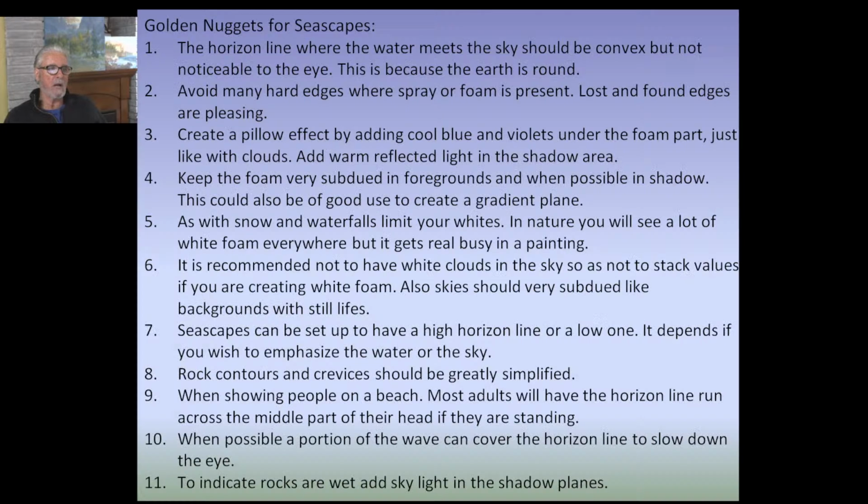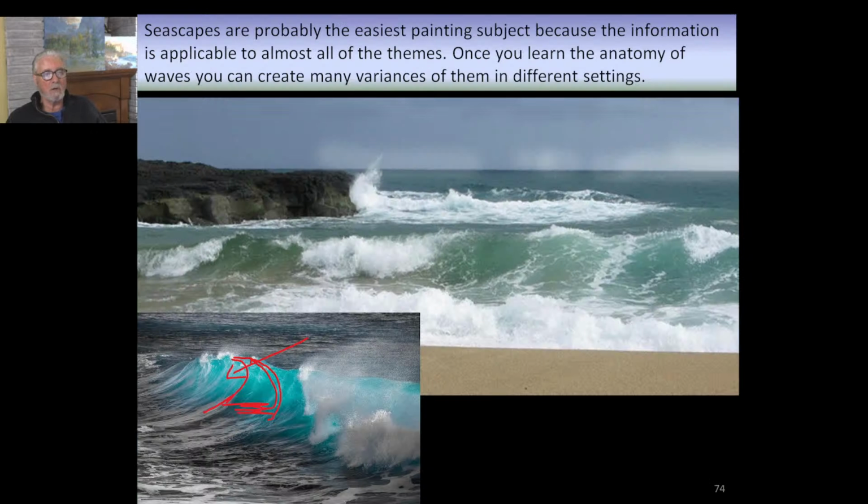So here's a list of recommendations, golden nuggets I call them, for seascapes. That answers your question perfectly well. I can't go into all the details with it, but let's see what you can extract from here. The horizon line where the water meets the sky should be convex, but not noticeable to the eyes, because the earth is round. A lot of mistakes that people make is they make a perfectly straight line and the viewer somehow senses something's wrong with it. So this here should be a little bit of a curvature, very, very subtle. It should not even be noticeable unless you put a ruler on it.